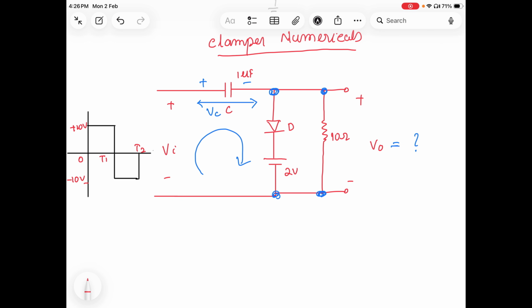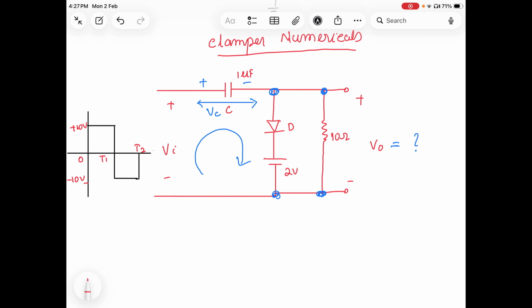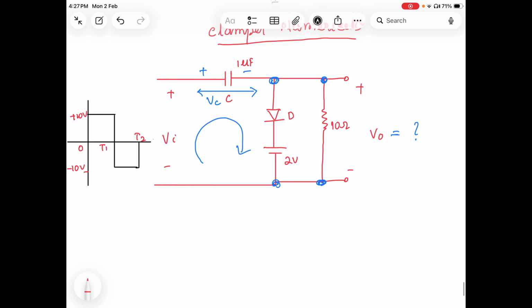So today in this numerical we have a resistance of 10 ohm, a reference voltage or bias voltage of 2 volt, and a capacitor of 1 microfarad. We are giving a square wave of 10 volt, where the maximum value is plus 10 volt and the minimum value is minus 10 volt. From 0 to T1 we get 10 volt, and from T1 to T2 we get minus 10 volt. Now I want to find out the output voltage.